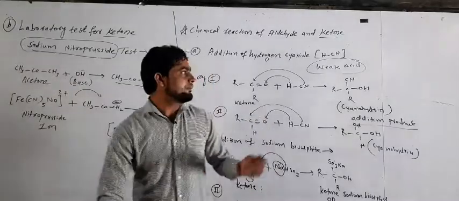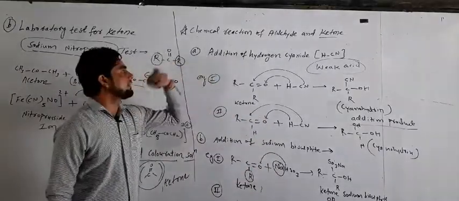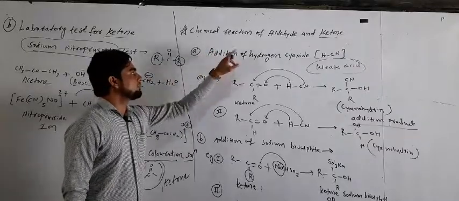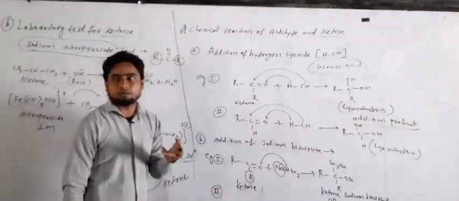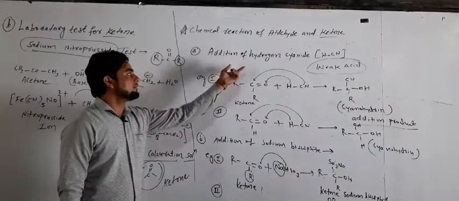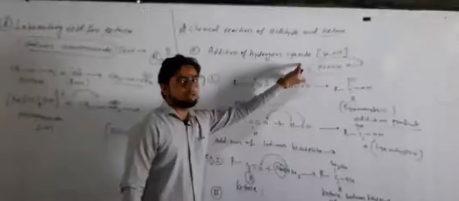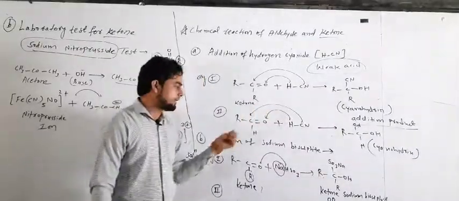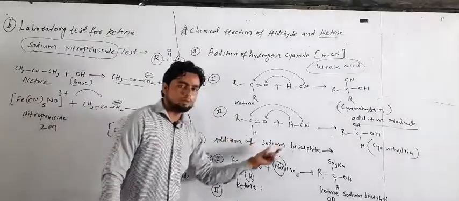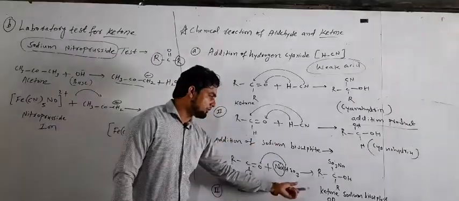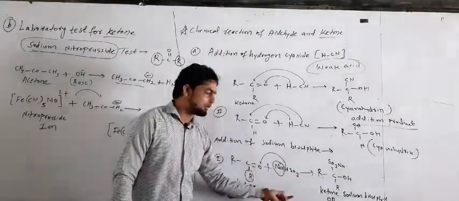And the second example we take: chemical reactions of aldehyde and ketones. So aldehyde and ketone always give the addition product. When we first add hydrogen cyanide, it forms the addition product. Second we add sodium bisulfite, it also forms the addition product, called ketone sodium bisulfite.